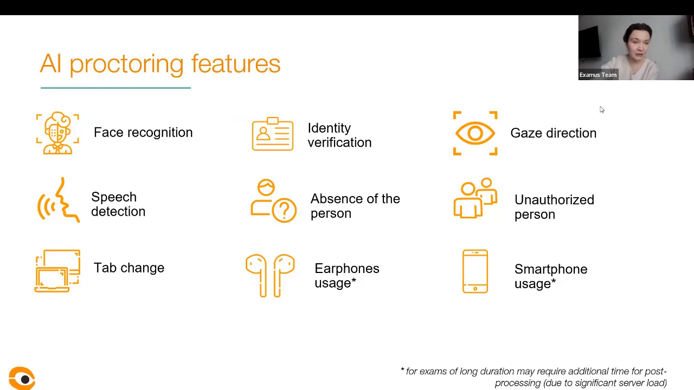We can track gaze direction, microphone voice, the absence of the person in the video frame, and whether they're alone in the room or maybe assisted by someone. We can detect what they're doing on their computer, like opening other tabs or running other applications.